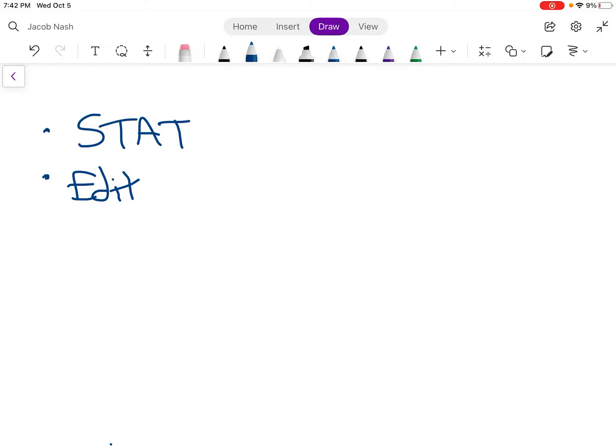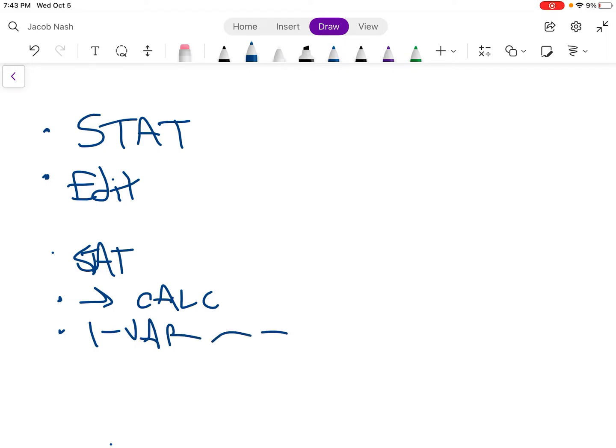So then after that you push Stat again, and then you go over to the right and click Calc, and then you do 1 var stats, and then it should be there listed.